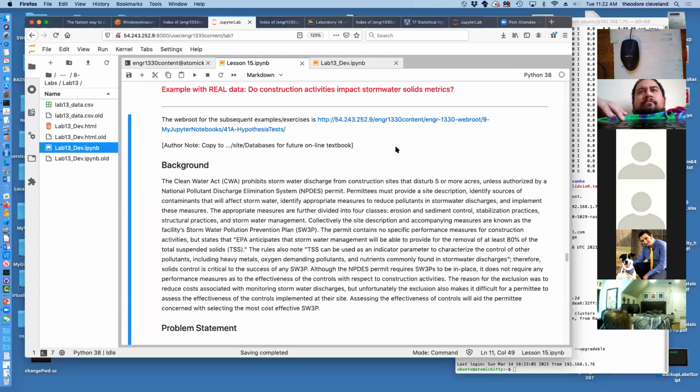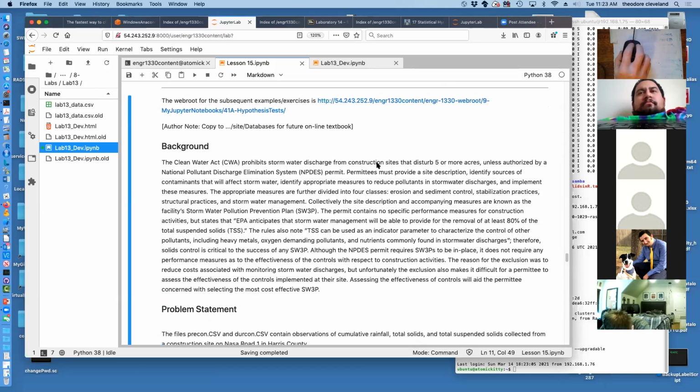Clean Water Act prohibits stormwater discharge from construction sites that disturb 5 or more acres unless authorized by an NPDES permit. Permittees provide a site description, sources of contaminants, appropriate measures to reduce pollutants. Appropriate measures are further divided in 4 classes: erosion control, stabilization, structural, stormwater management. Collectively, the whole thing is called a stormwater pollution prevention plan.